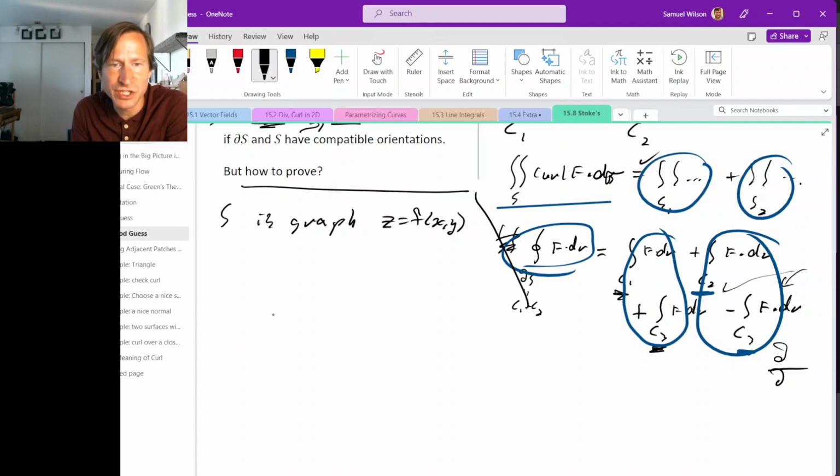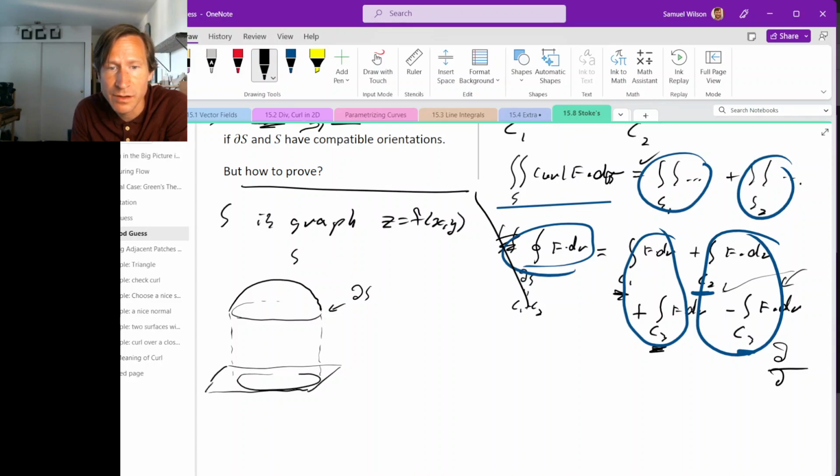Okay, so here's the situation. We have this surface that is in 3 space. Its boundary is right here, and since it's the graph of a function, we're going to just use the xy plane as our parameter space. So the region of parameter space that we need to get this surface, let's call that R.